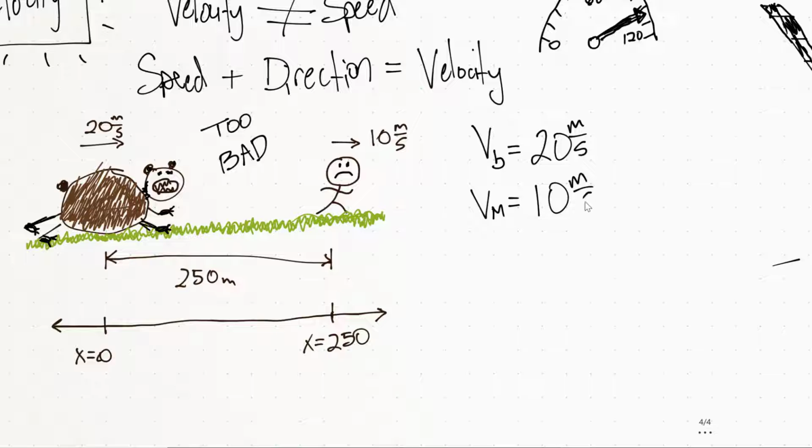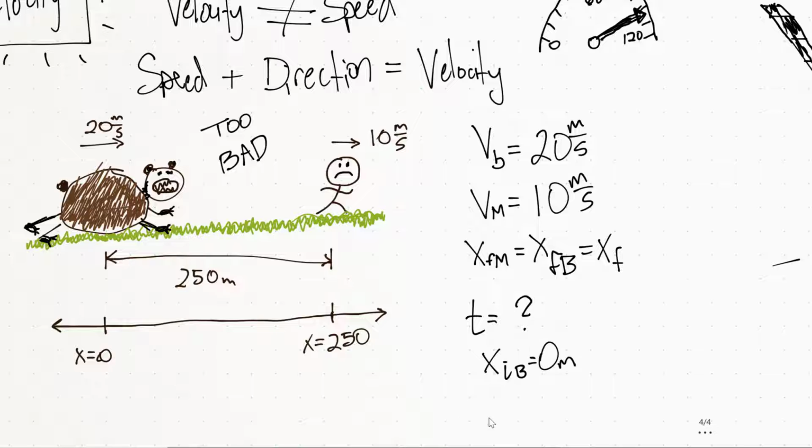We also know that the initial displacement between them is 250 meters. This is when it's useful to have an x-axis to set up our positions. If the initial displacement between them is 250 meters, then we can put the man's initial position at x equals 250 and the bear's initial position at x equals 0. So x initial m equals 250 and x initial b equals 0. That seems to be everything for our variables. So let's use our equations to relate these variables and solve for t.